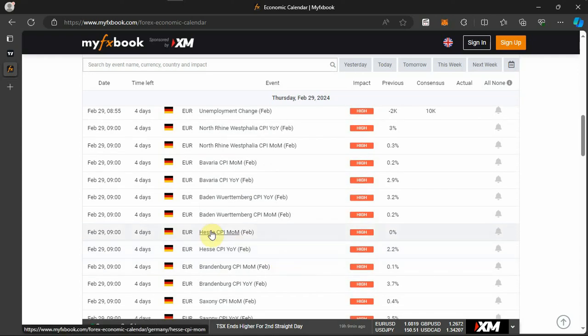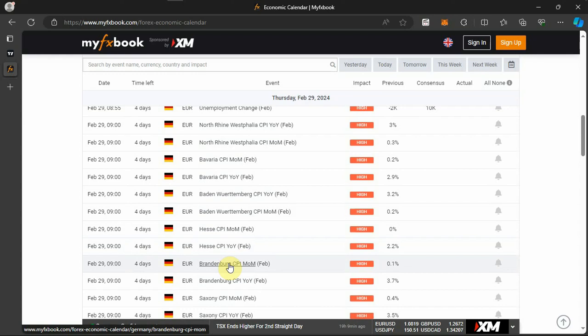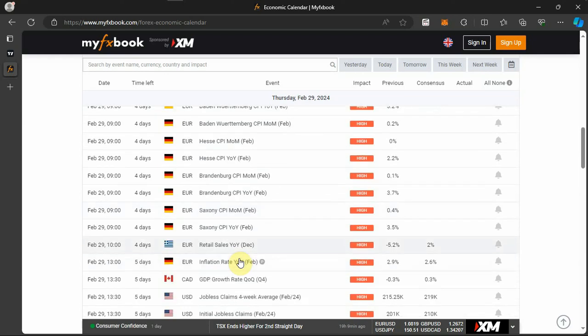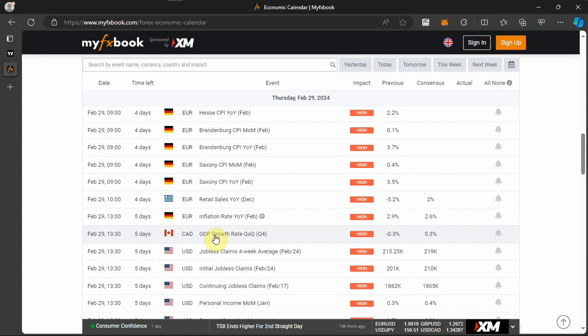So all these news you are seeing here are all CPIs. I can't go through all of them. All these relate to CPI for the month of January, and this CPI is for Greece, year over year for the month of December. Then you have inflation rate year over year for the month of February for Germany.